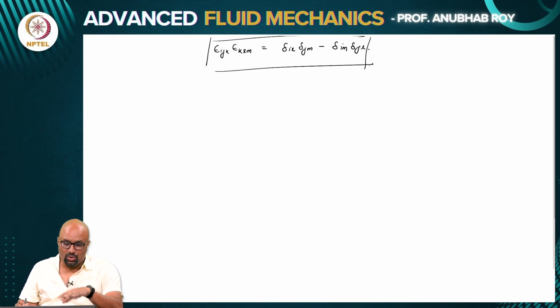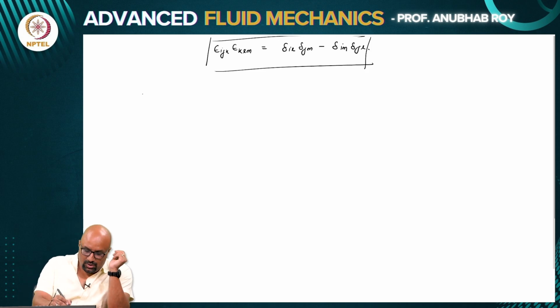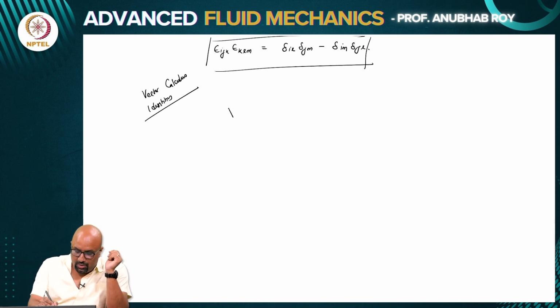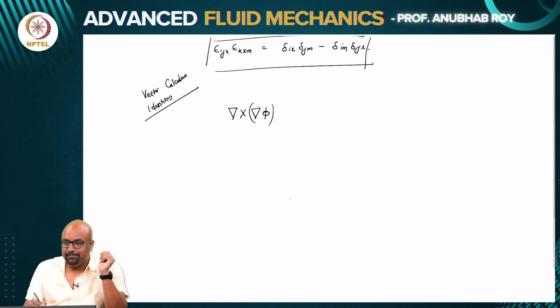Now how do we use this? So we have now almost everything that we need in order to proceed and try a few vector calculus identities. So with all that we have, we will go about proving a few vector calculus identities. So the first thing we will do is calculate the curl of a gradient. Now this we know is 0, and let's see how we can show that using index notation.